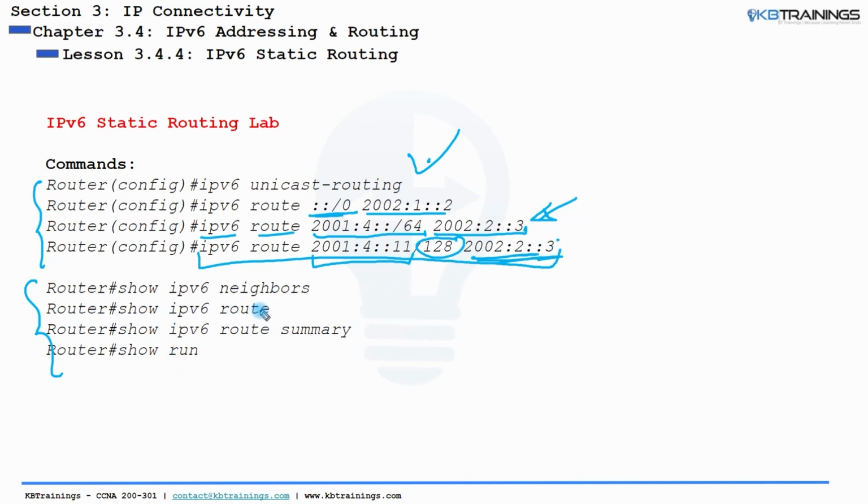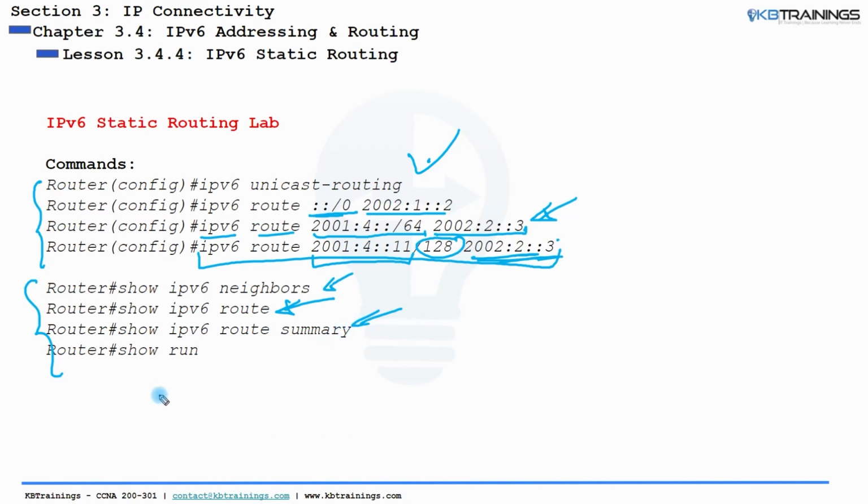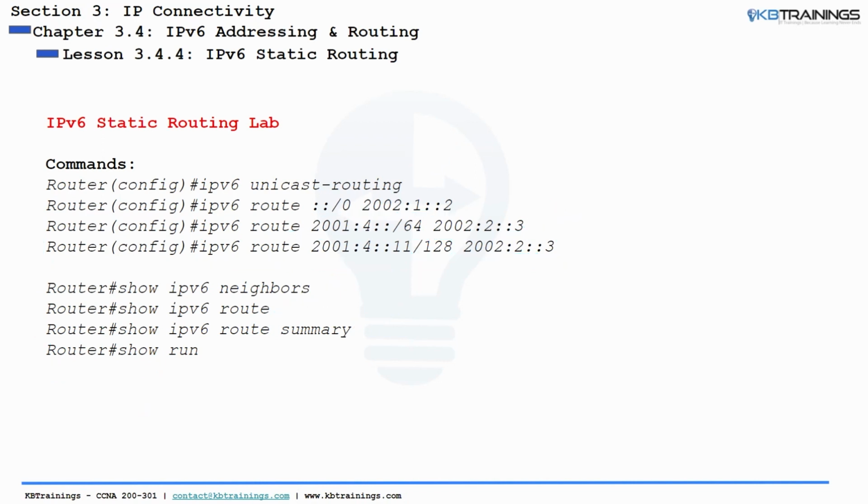And the last four are for verification. You can do show ipv6 neighbors to see exactly the table linking your link layer addresses to your neighbors' global unicast addresses. We're going to check that as well. You can type show ipv6 route to see the different routes that you have on your routing table. You also can type show ipv6 route summary to give you a summary of the different routes that you have, or you can do show run to see the different configurations that you are running on your device. All right, without further ado, let's go in Packet Tracer, and we're going to spend some good time there configuring this topology here.